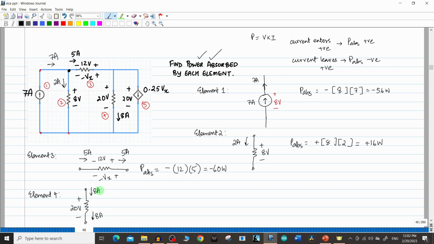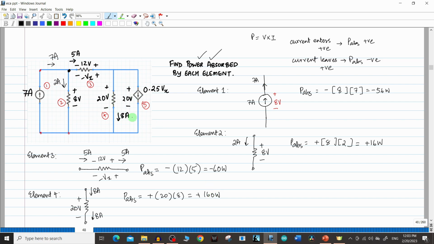So here the current is entering the positive terminal. The power absorbed will be positive. So positive, what is the voltage? 20 volt multiplied by the current, 8 amperes. It is plus 160 watts. Okay, so this element is absorbing plus 160 watts.